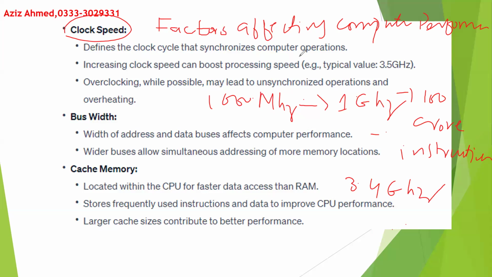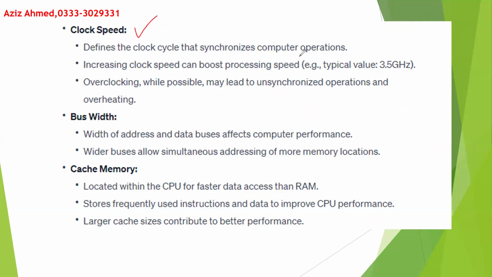Do you know your laptop's processor speed? I don't know. Okay. It might be 3.4 gigahertz or 3.5 gigahertz. So it means 300 crore instructions can be processed in 1 second. And this is controlled by the clock. This is called clock speed.